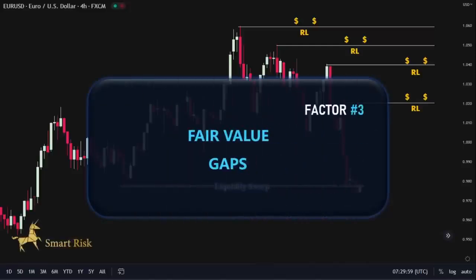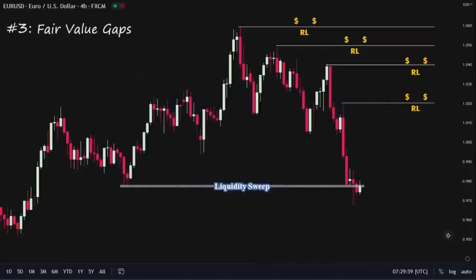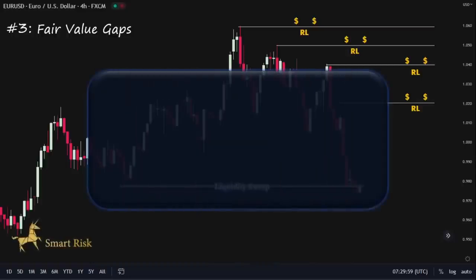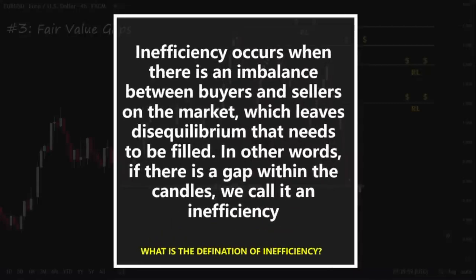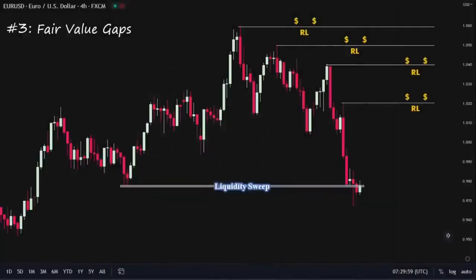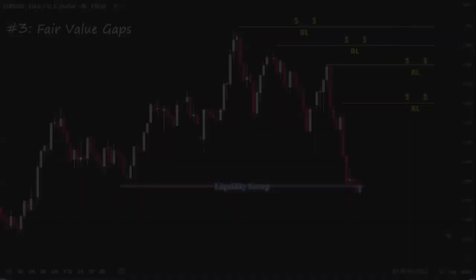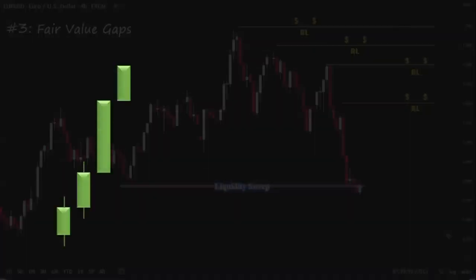For a better understanding of FVGs, before explaining any definition, we should already know the meaning of inefficiency. So, guys, what is the definition of inefficiency? Inefficiency occurs when there is an imbalance between buyers and sellers in the market, which leaves a disequilibrium that needs to be filled. In other words, if there is a gap within the candles, we call it an inefficiency. So, let's see how we should identify inefficiency in the market.